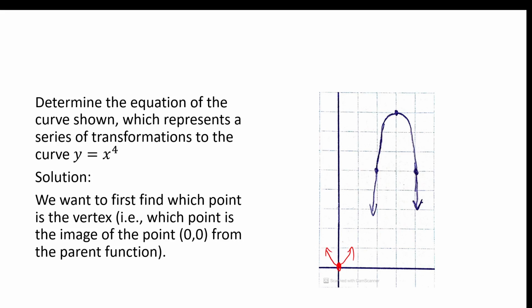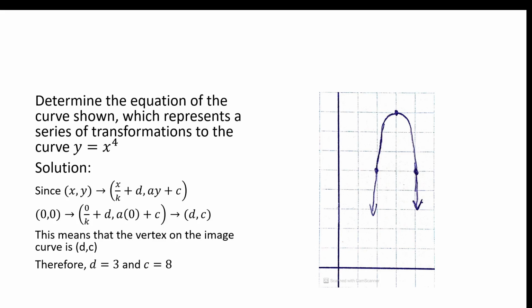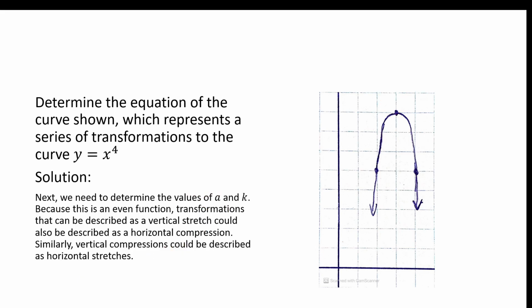When we go to transform that vertex, that 0, 0 will always map onto D and C. And so whatever the vertex point is gives us the values of D and C. Okay? Well, we look at the vertex point here and we see that's the point 3, 8. So we can say D is 3 and C is 8. Now, we also have to find the values of A and K, and this is where the conversation is very similar to the one we had in the last section.